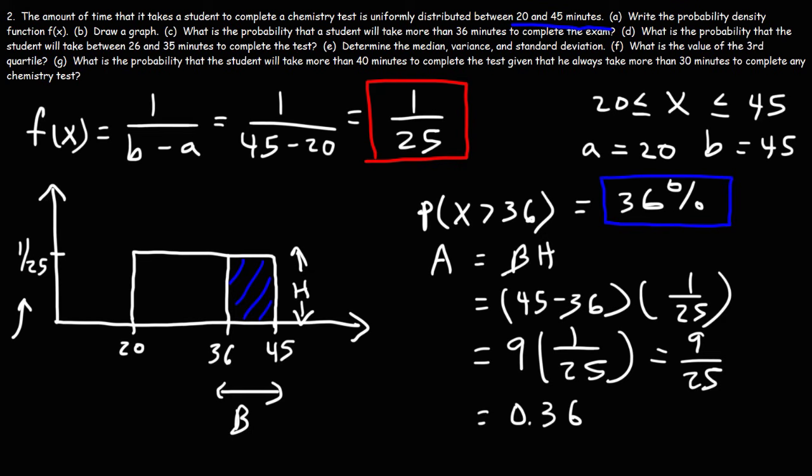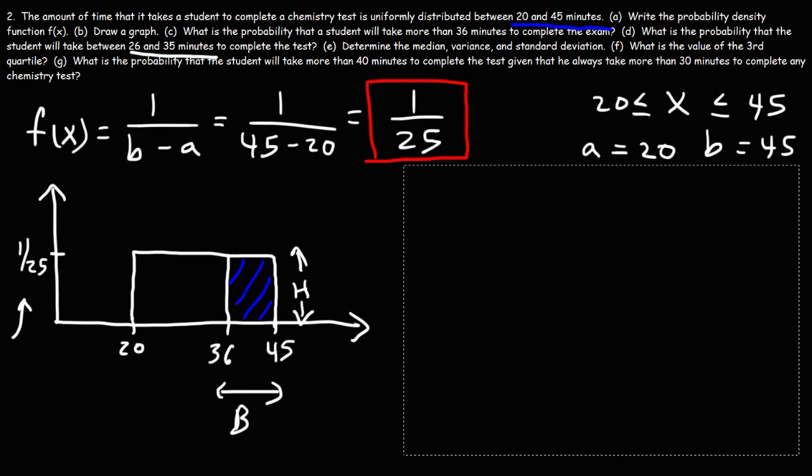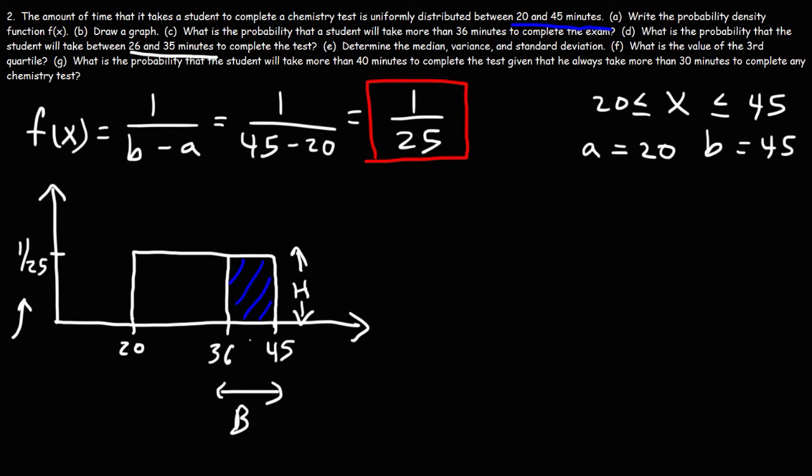Now, let's move on to the next part, part D. What is the probability that the student will take between 26 and 35 minutes to complete the test? So go ahead and try that. So let's say 26 is here. And let's say this is 35. So I'm going to highlight the area in red to distinguish it from the last one. So this right here is the new base.